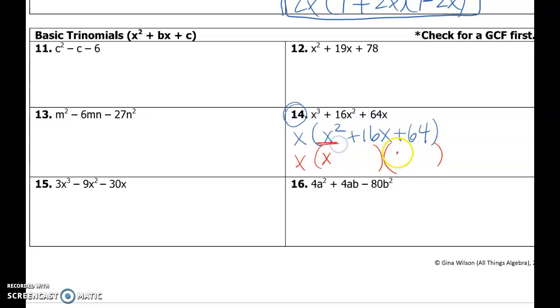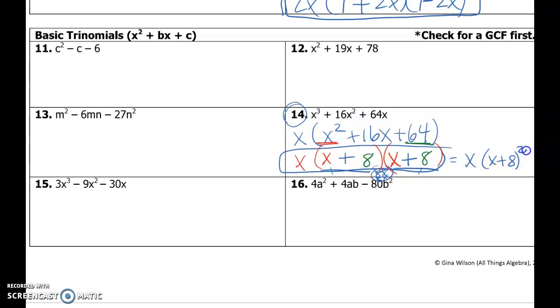What multiplies to x squared is x and x. What multiplies to 64 is 8 and 8. And since I need these middle terms, that would be 8x and 8x. I need these to add to 16, so they'll add to 16 if I add them both. So I can either leave my answer like this, or see how this and this are the exact same thing? I could say x plus 8 squared. Either way is correct.